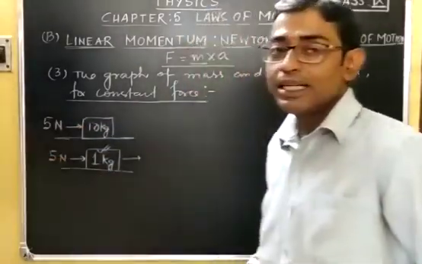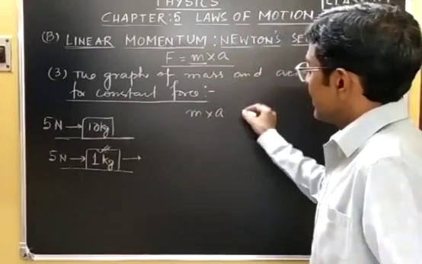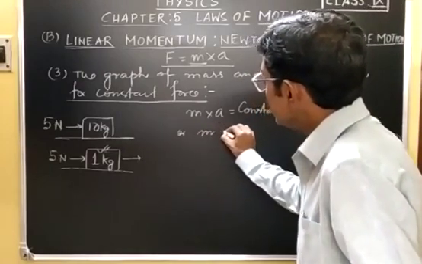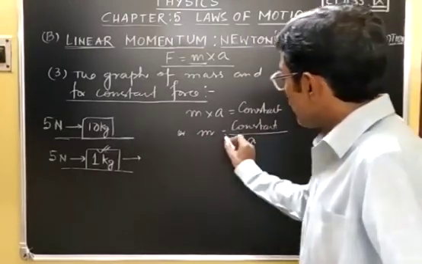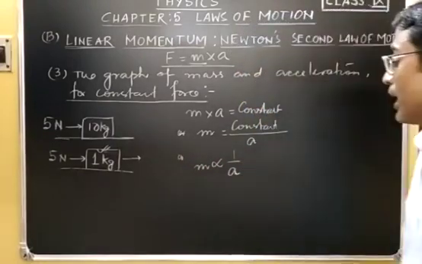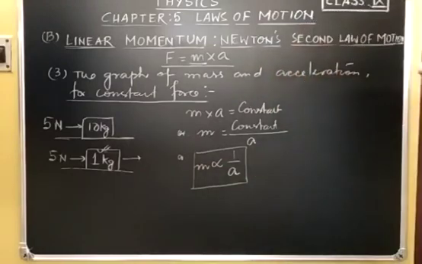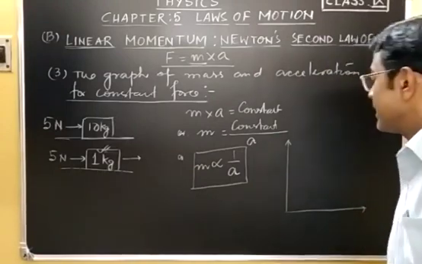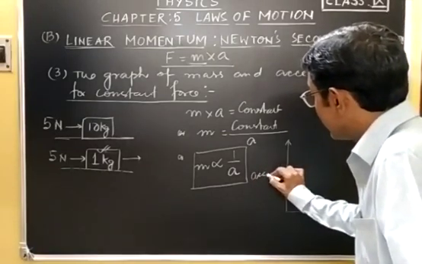See, in both the cases I have applied the force of 5 Newton. So I can write m into a, I am writing this relation, equals a constant. So I can write it like this: mass equals a constant by acceleration. In exam you have to show this. When a constant comes and if we remove that constant, I can write it like this, that is, mass is inversely proportional to acceleration. This is another theory question also. So we will draw the graph of how we can relate mass and acceleration like this. In this axis, y-axis, I am taking acceleration.